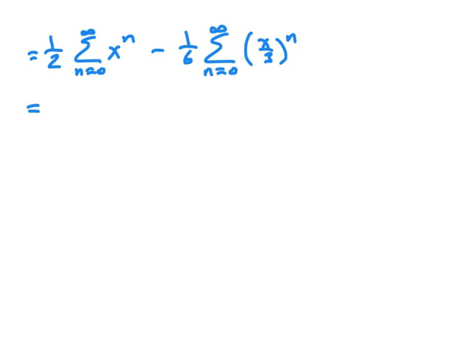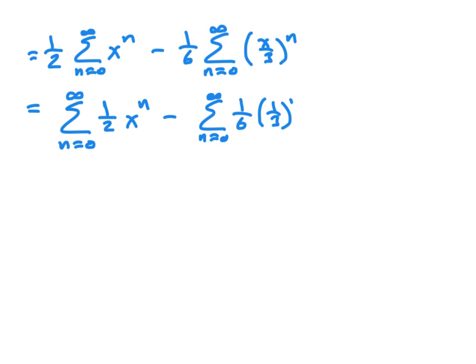So we can deal with our constants by bringing them inside each of our series. So we have the series from n equals 0 to infinity of 1/2 times x to the n minus the series from n equals 0 to infinity of 1/6 times 1/3 to the n times x to the n. So here we're also breaking up the x over 3 to the n as the constant 1/3 to the n times the variable x to the n. And now we have the difference of two series. And the coefficients here for our series are 1/2 and 1/6 times 1/3 to the n.